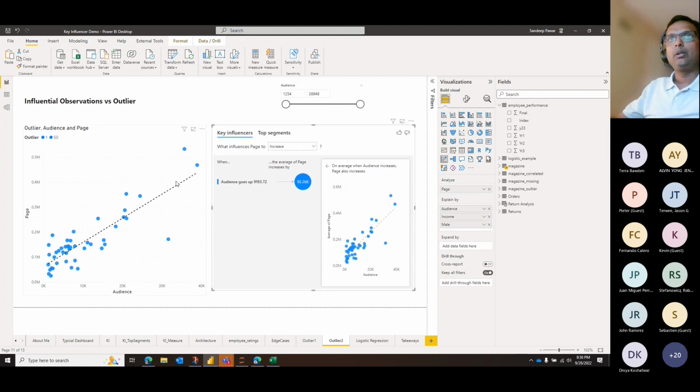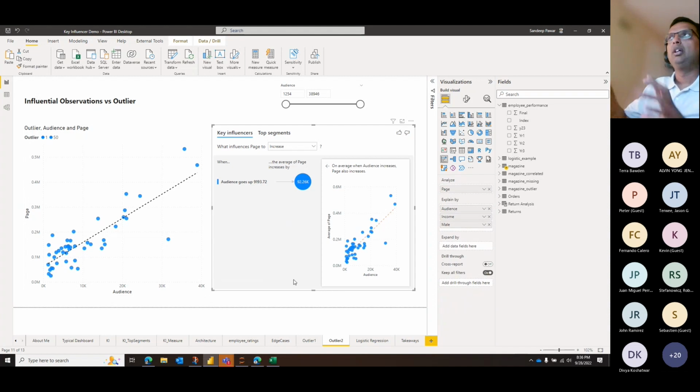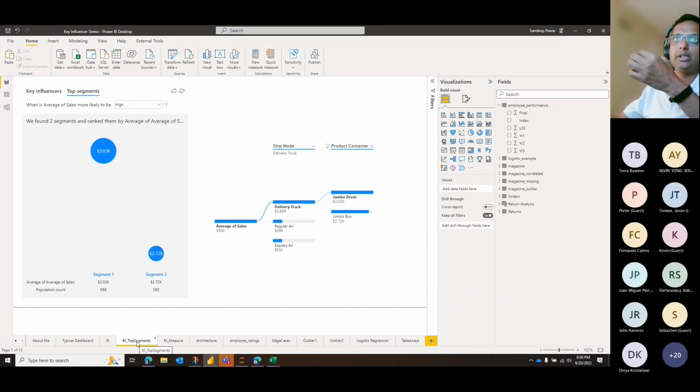So again, you have to keep those things in mind. And a typical business analyst or data analyst may not understand that. And that's where the key influencer visual starts to fall apart. So if you're using it, my recommendation would be that use it, but use it cautiously.